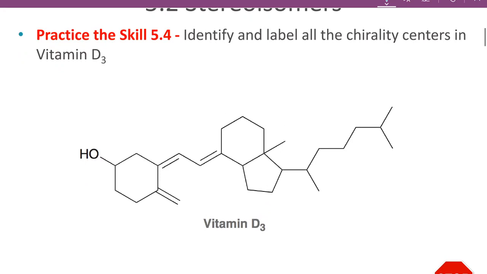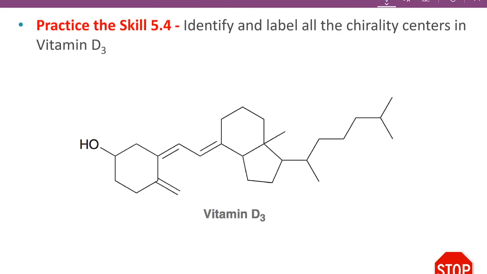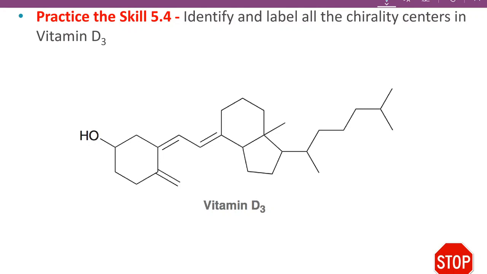Let's identify and label all of the chiral centers in vitamin D. So again, we're only concerned with sp3 hybridized carbons, not sp, not sp2, because we need 4 different things attached. So that lets out this guy, this guy, this guy, this guy, this guy, this guy. Okay, so we're not concerned about those. We're also not concerned about any CH2s because they have 2 hydrogens, or CH3s. So that lets out all of these.